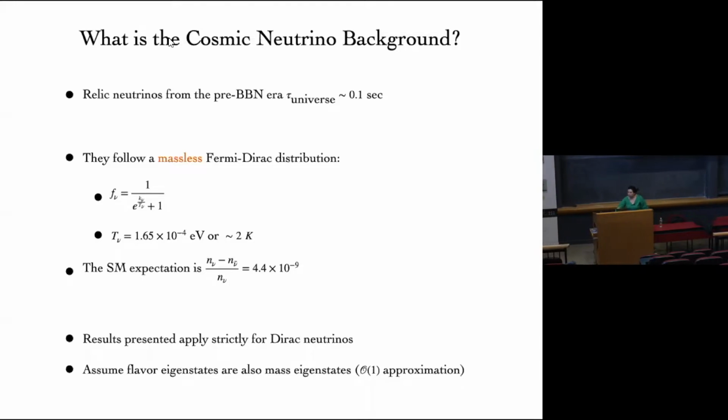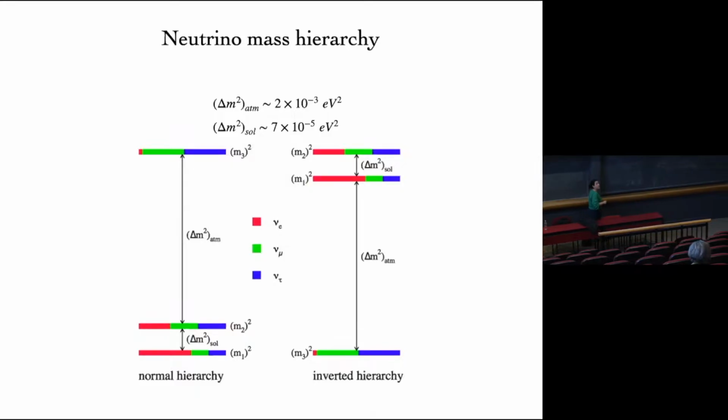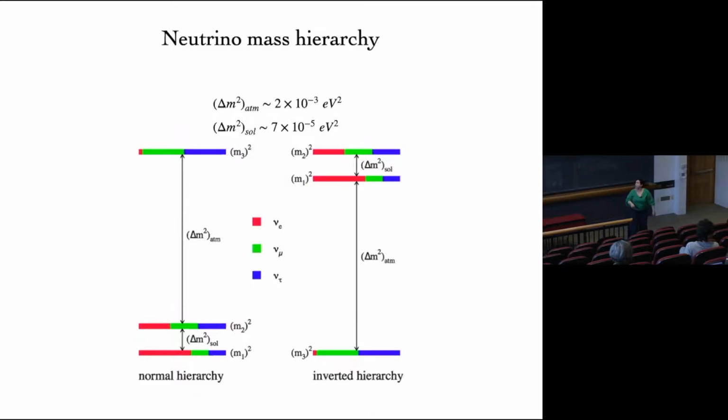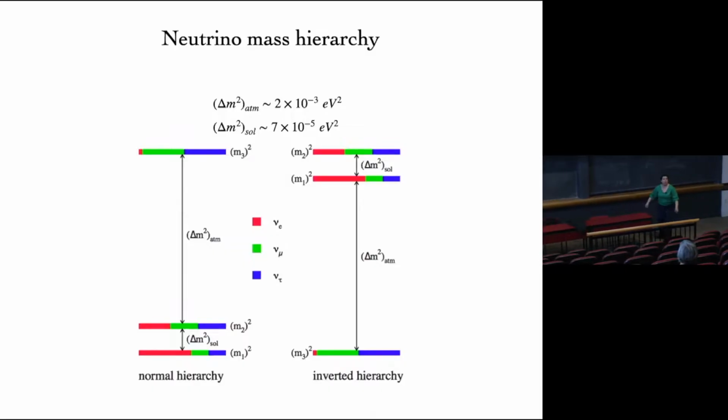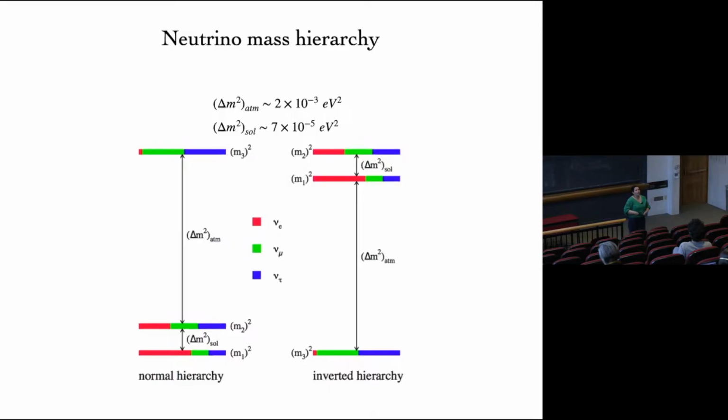So another important thing is the mass scale of these neutrinos. Yes? Real quick, this question can be put off till the end, but are there any well-motivated beyond the standard model theories that would indicate a larger asymmetry?